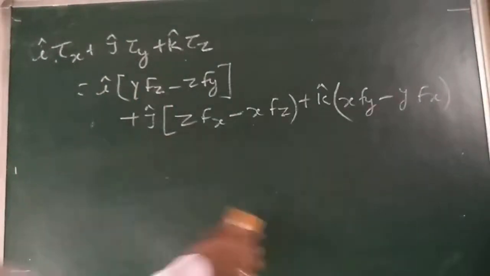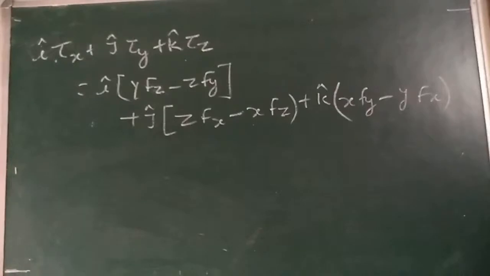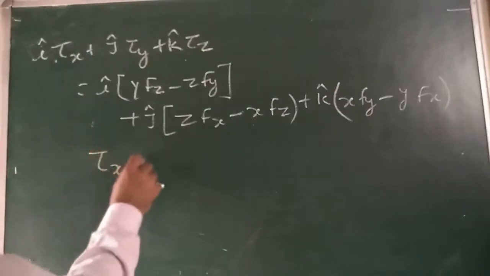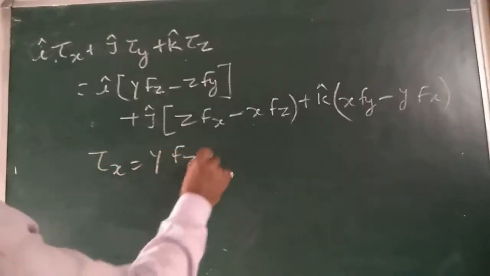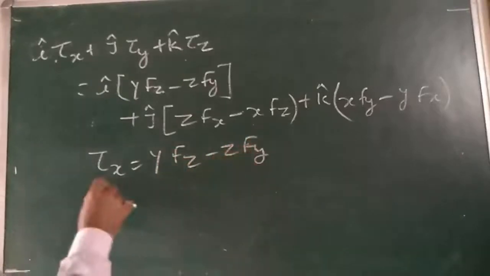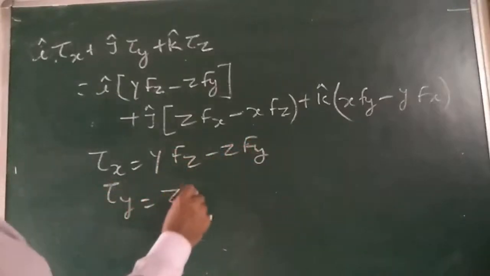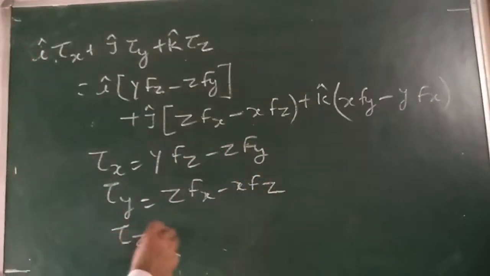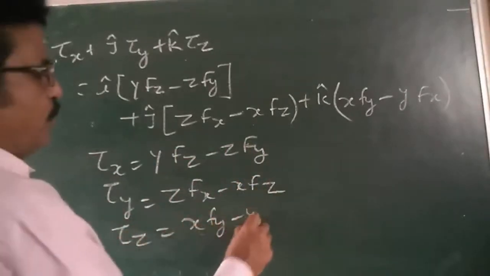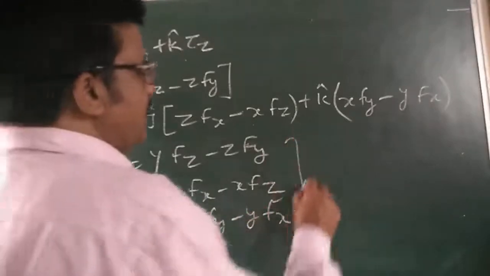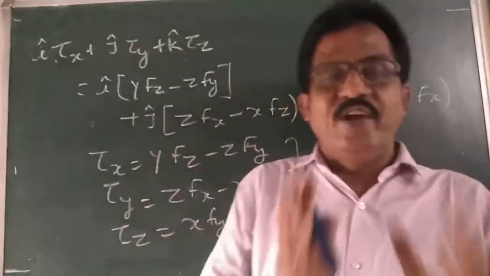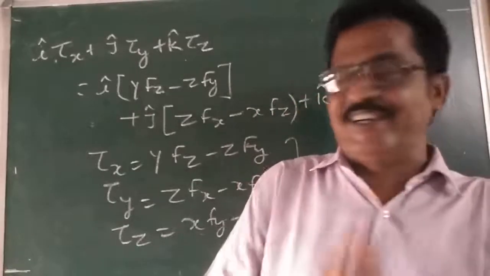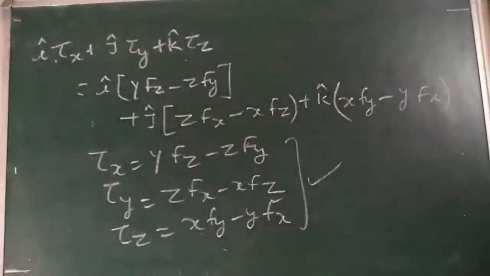So we are getting the rectangular components of torque. Torque of x is equal to y Fz minus z Fy. Torque of y is equal to z Fx minus x Fz. And torque of z is equal to x Fy minus y Fx. These are called the rectangular components of torque. Write down. Is it clear?